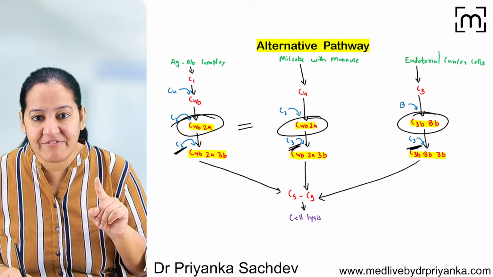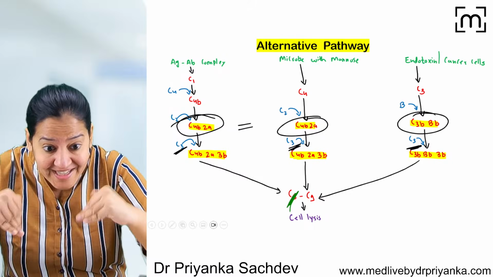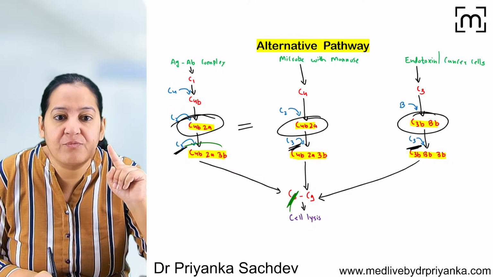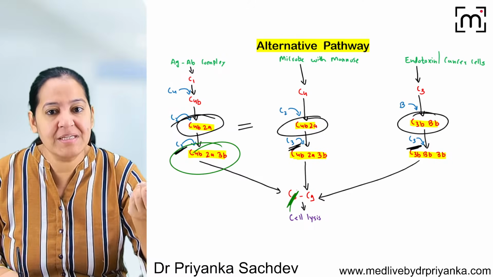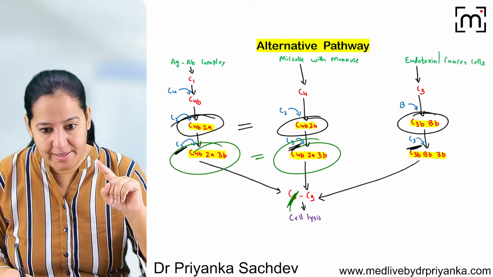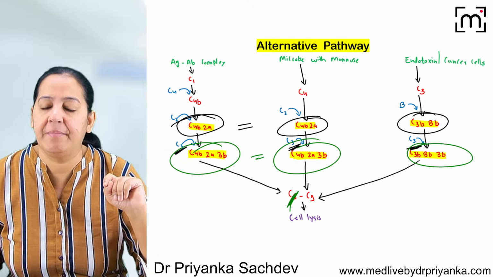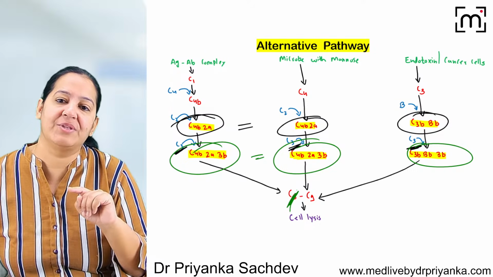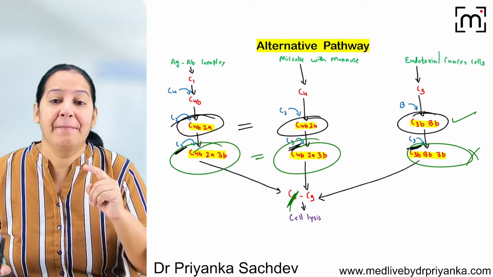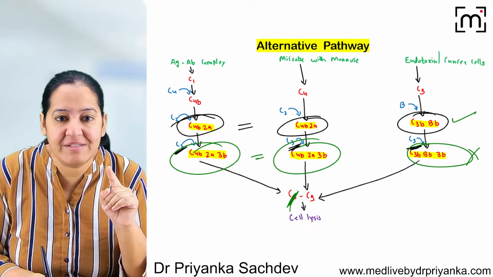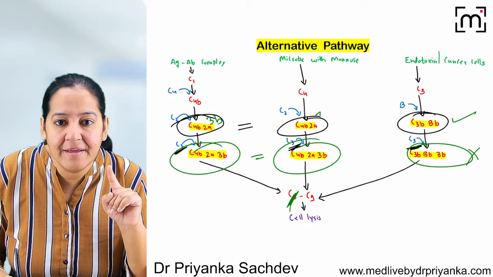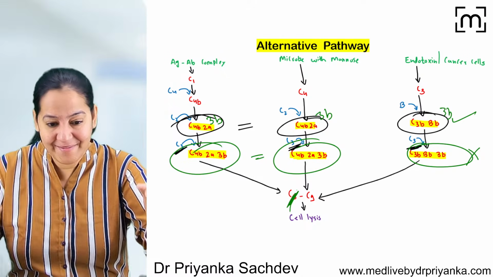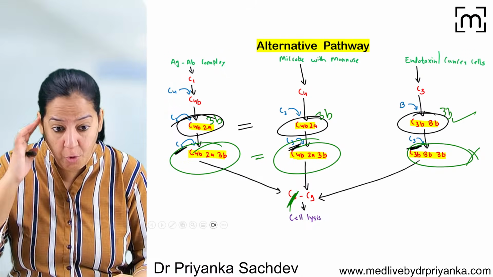Now tell me the C5 convertase in all three. You can see here is the C5. So who is activating C5? In classical, it is 4B2A, 3B. In Mannose, it's 4B2A, C3B. They are the same. But here it is 3B, BB, 3B. I advise you to learn only C3 convertase, don't learn the C5 convertase. Because if you want to convert C3 convertase into C5 convertase, just add 3B. So don't overstress your mind.